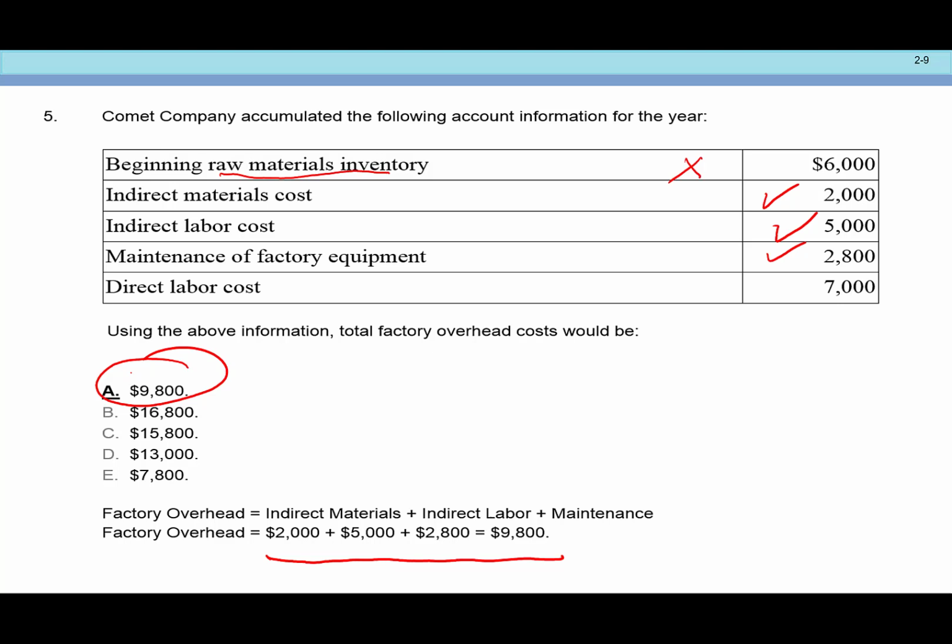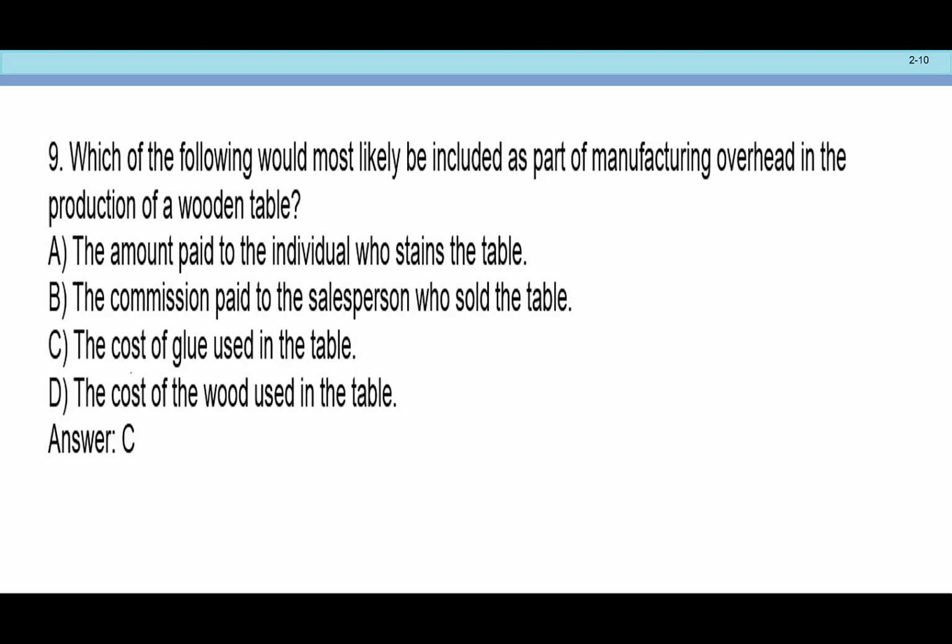Question? Which of the following will most likely be included as part of manufacturing overhead in the production of a wooden table? And you're going to recognize this from the specific example I gave. But again, it would be a cost that is too difficult to trace to the product, which is indirect, right?